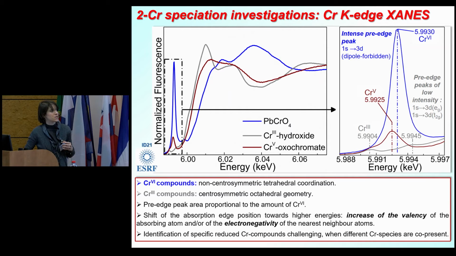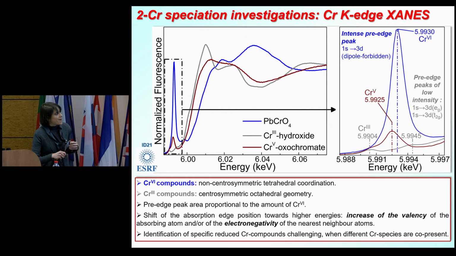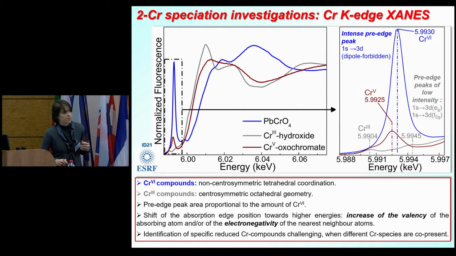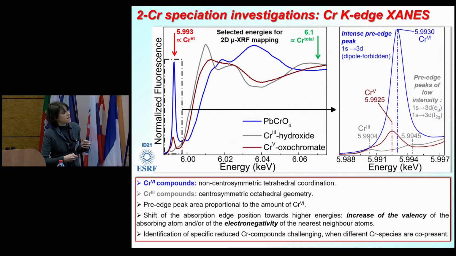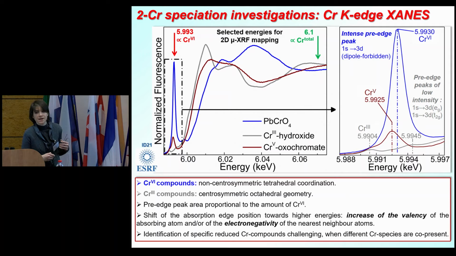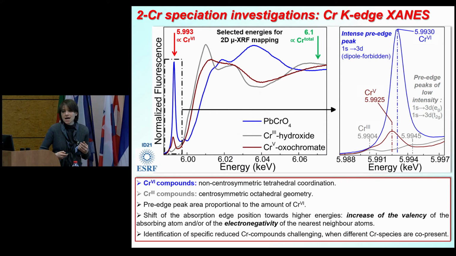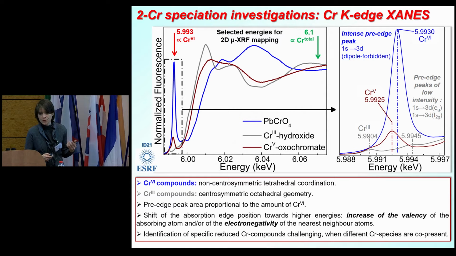So, looking mainly at this difference, we can monitor the reduction process just by following the intensity of the pre-edge peak. By looking at this difference, we could properly select energies for doing a 2D micro X-ray fluorescence mapping experiment: one energy in correspondence of the pre-edge peak, where we assume to mainly excite the most oxidized chromium species, and another energy above the absorption edge, where we assume to obtain the X-ray fluorescence emission from all the chromium species.